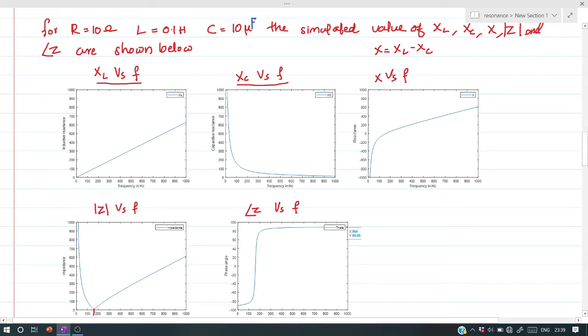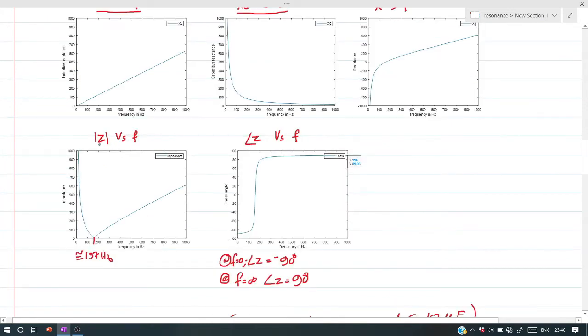And this graph is the variation of total reactance, where total reactance is calculated by XL minus XC. So in the initial part, the total reactance is negative. Under that condition, the circuit behaves as a capacitive circuit. And after that, this XL is increasing linearly. So under that condition, the circuit behaves as an inductive circuit.